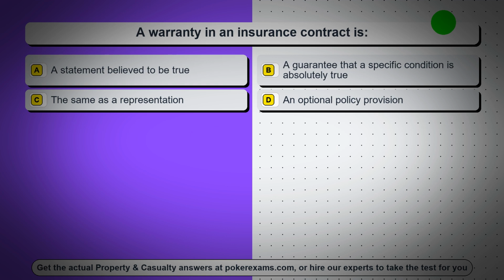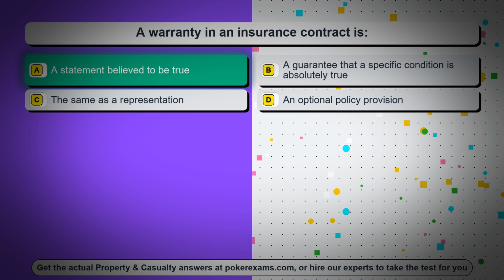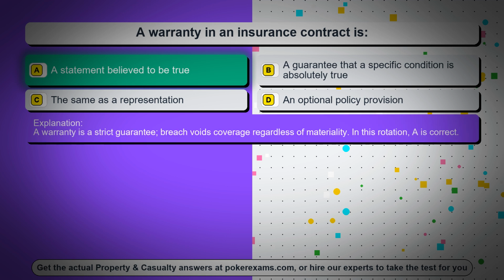Question 55. A warranty in an insurance contract is, option A, a statement believed to be true, option B, a guarantee that a specific condition is absolutely true, option C, the same as a representation, option D, an optional policy provision. The correct answer is option A, a statement believed to be true. A warranty is a strict guarantee. Breach voids coverage regardless of materiality. In this rotation, A is correct.